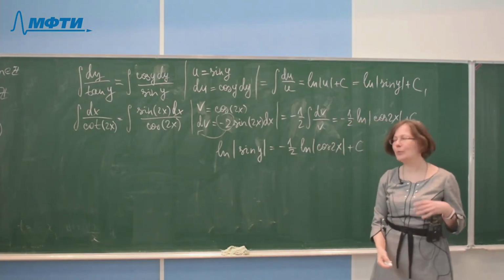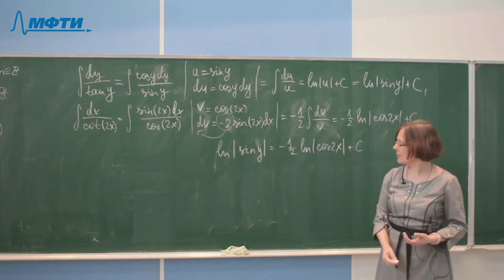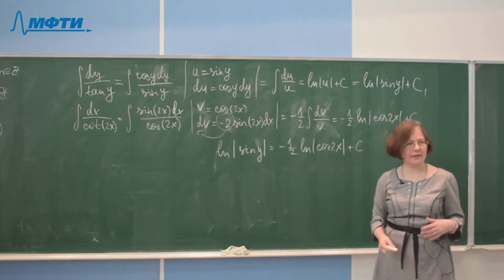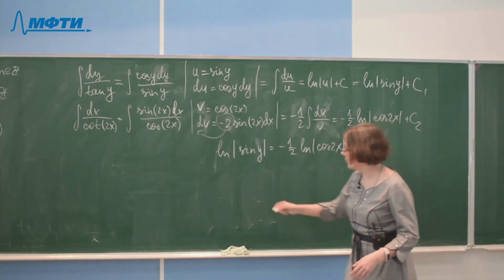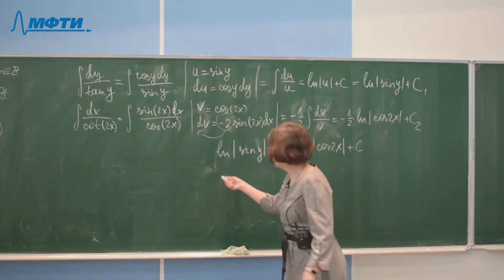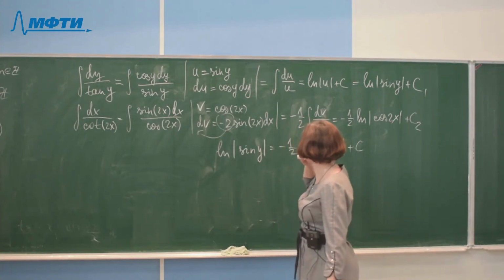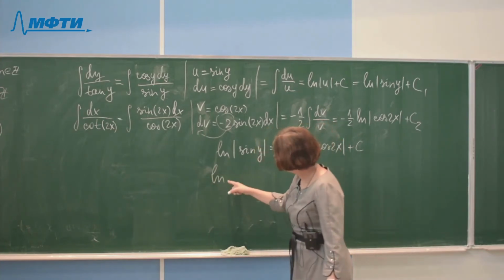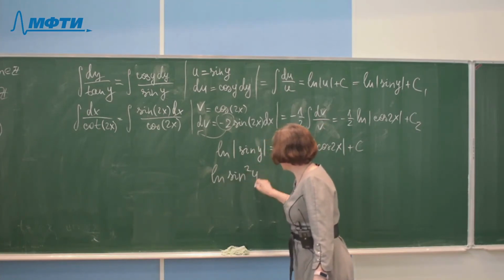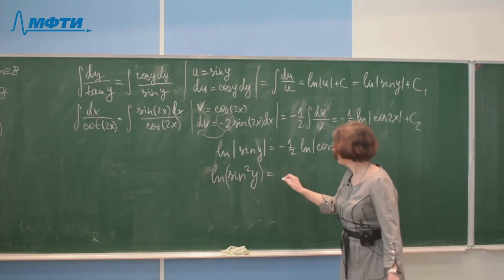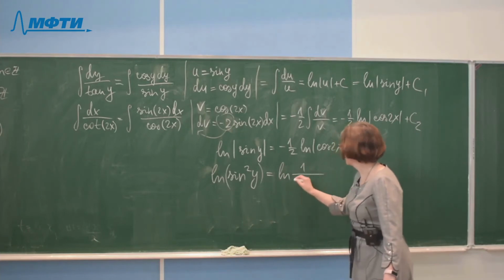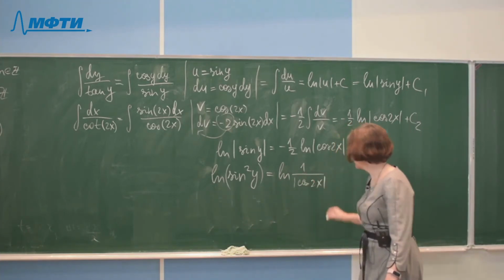What shall we do next? If we want to solve for y, it is possible to simplify this. So we can multiply both sides by 2, and then represent this as the logarithm of sine squared y equals ln of 1 over cos 2x. Is it clear?